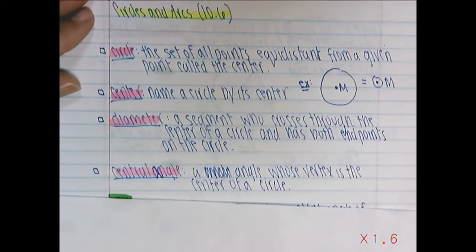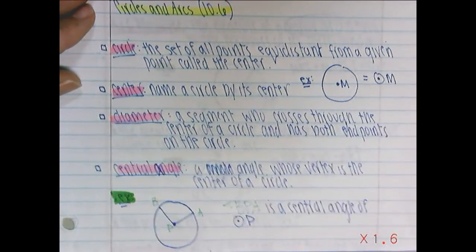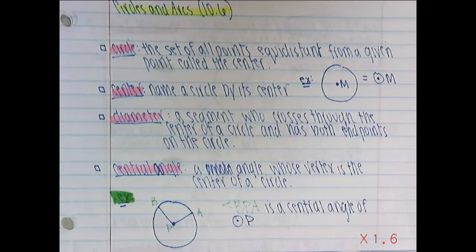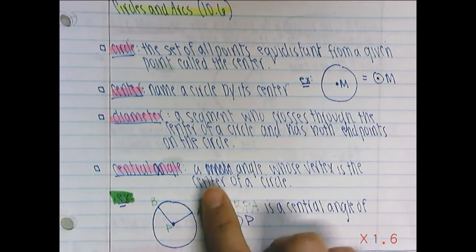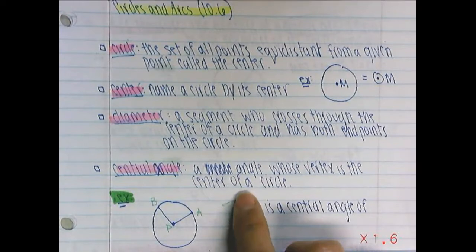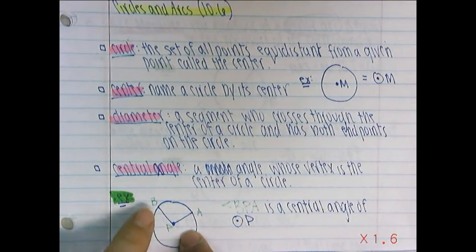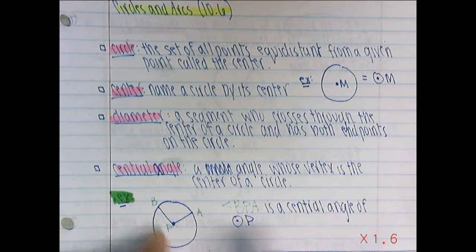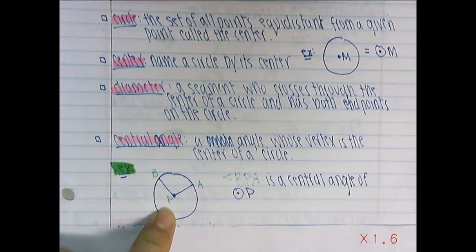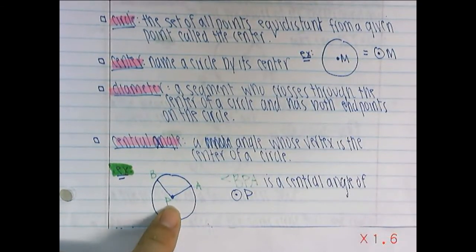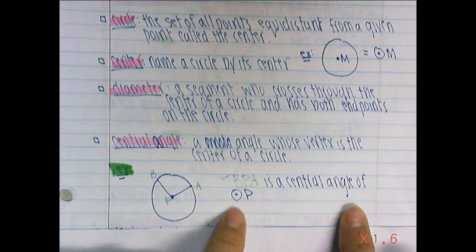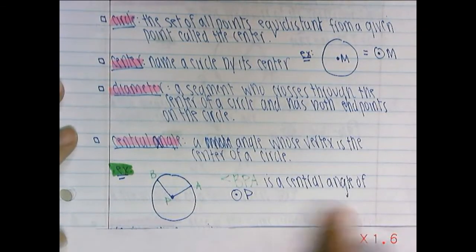And then we move down here to the central angle. A central angle is an angle whose vertex is the center of a circle. So right here, here's circle P right there with the center. So you would name that angle BPA or angle APB. Just like an angle, that middle letter has to be where the vertex is. So angle BPA is a central angle of circle P.